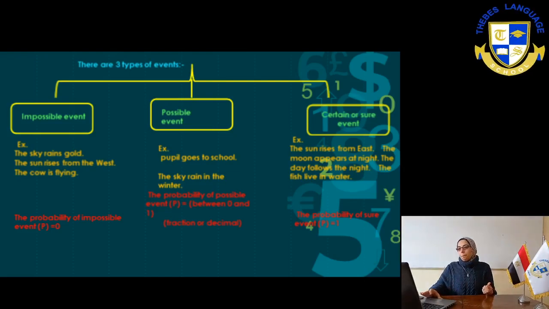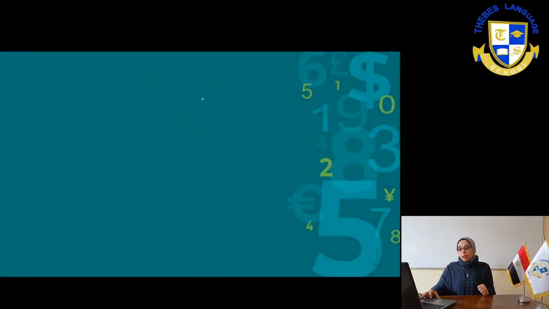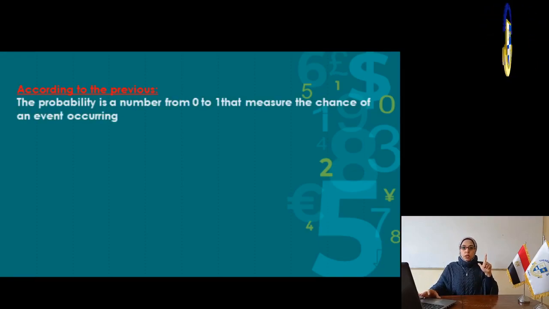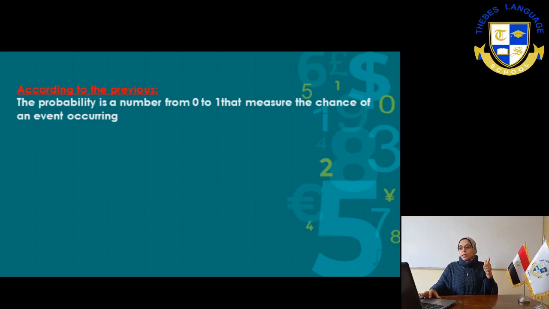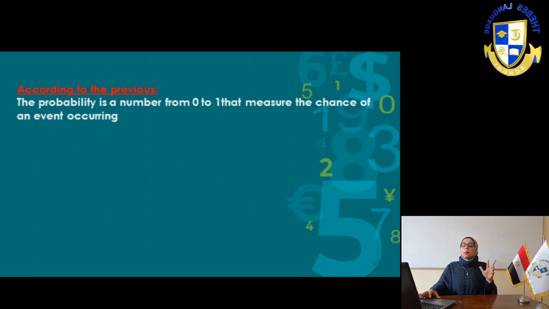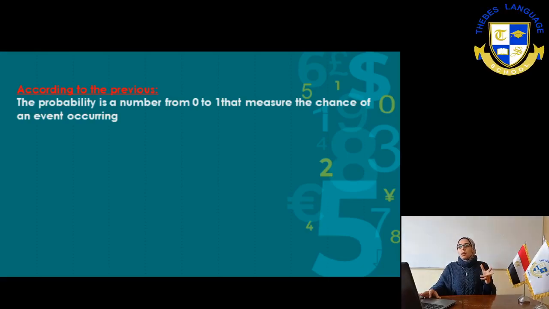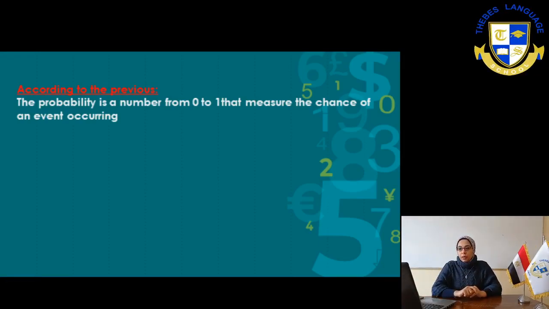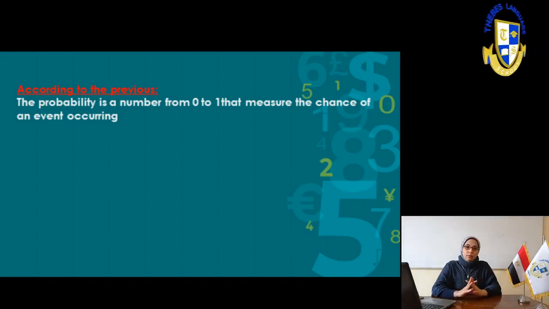Okay? So these are the three events which we have. Impossible, its probability equals 0. Sure or certain, its probability equals 1. And possible, it's a fraction or a decimal between 0 and 1. So, from the previous, the probability is a number from 0 to 1. It measures the chance of an event occurring.